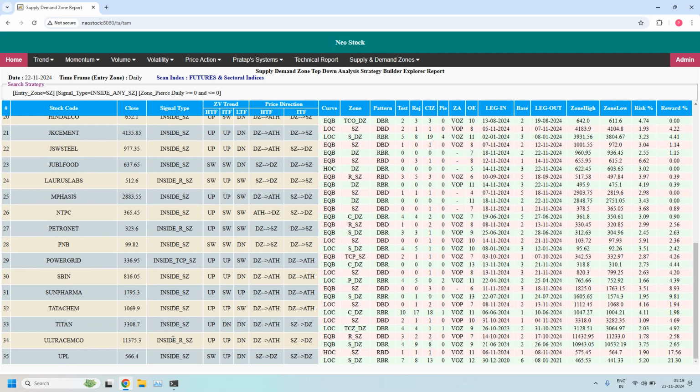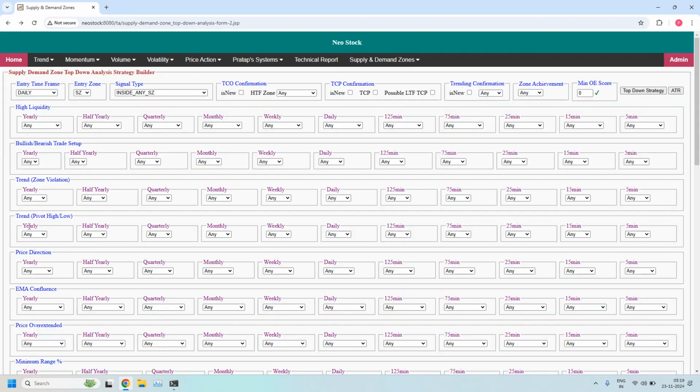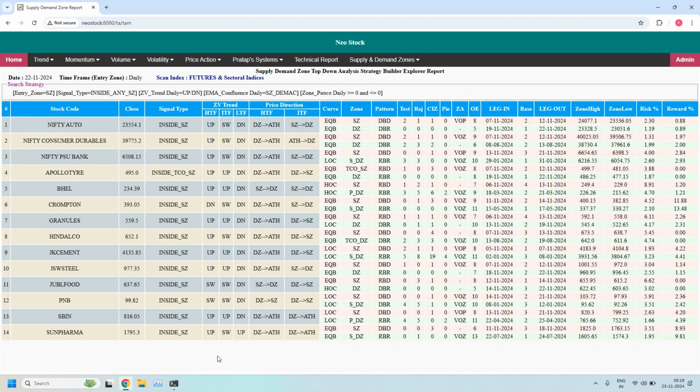Let's check, because the list is big, whether any of these daily supply zones are having EMA Confluence. In the EMA Confluence, at daily time frame, daily supply zones are having daily EMA Confluence, and the trend on daily time frame should be either up or down. 14 stocks. Okay, so this is about daily time frame.